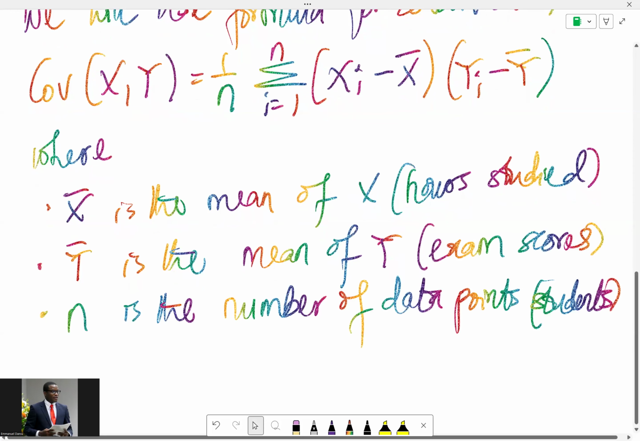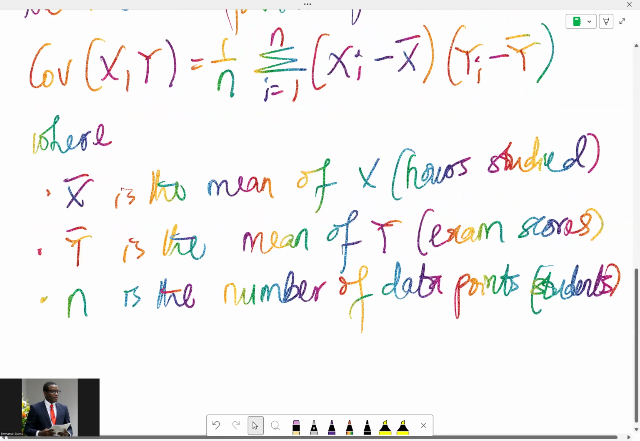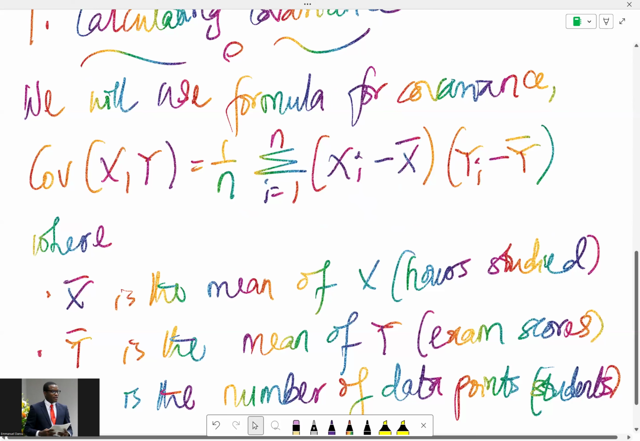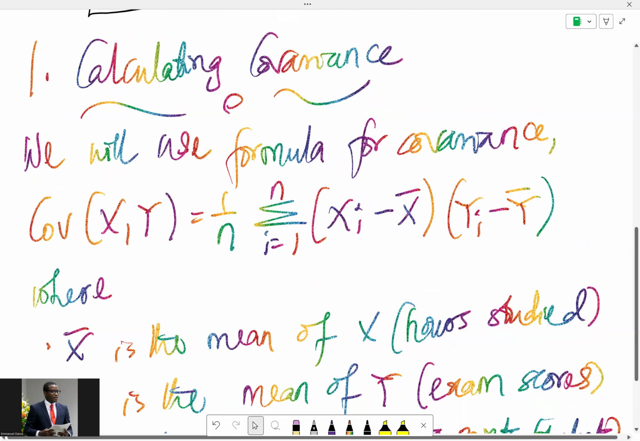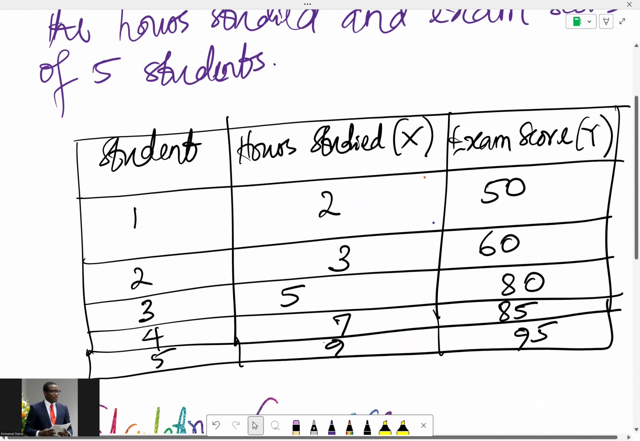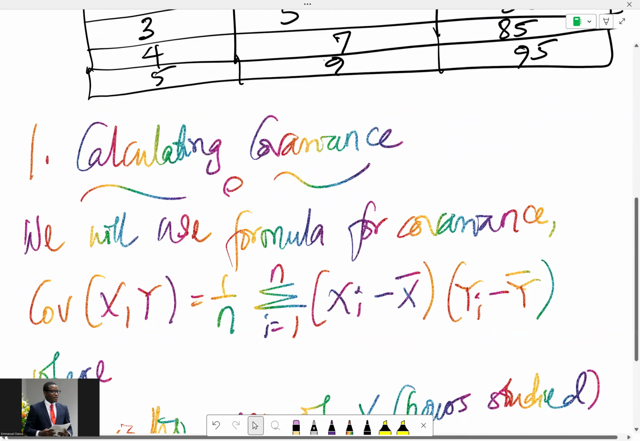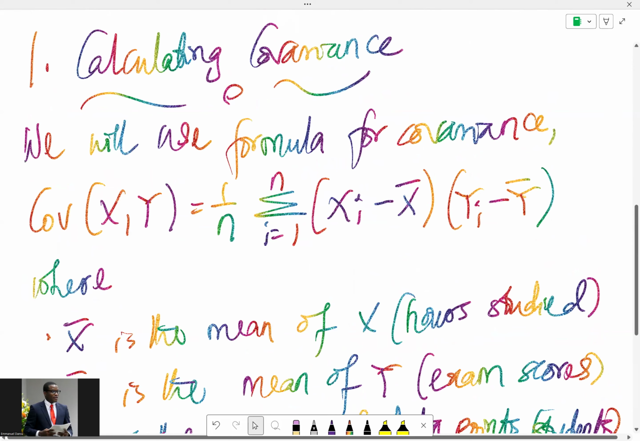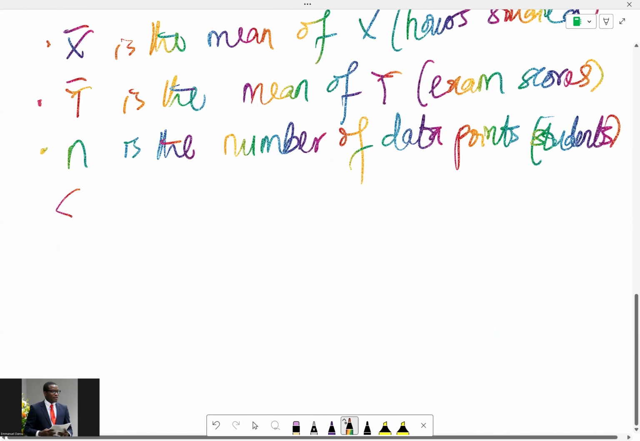So we go ahead now. It's clear that we need the average values of random variables x and y. The values of random variable x are 2, 3, 5, 7, and 9. So we take the first step now. Step 1.